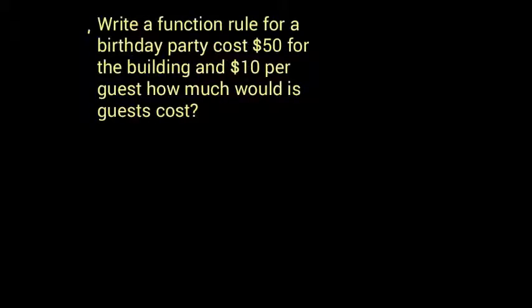Alright, so now we need to write a function rule for a birthday party. It costs $50 for the building and $10 per guest. And how much would 15 guests cost? Alright, so first let's write our function rule. So y equals, and what's our variable? What's going to change in this?